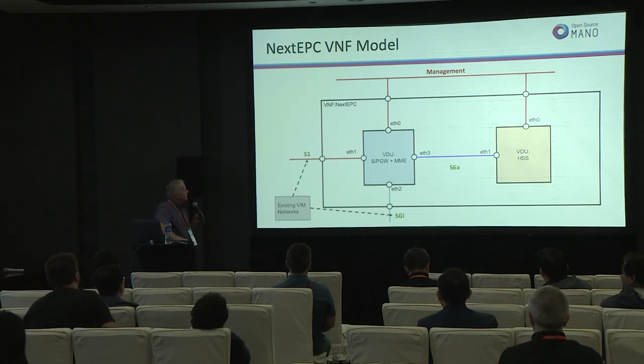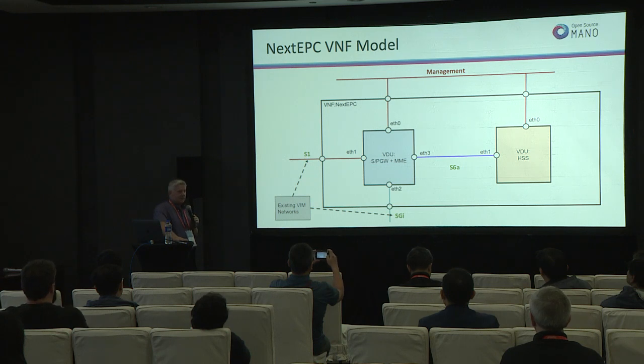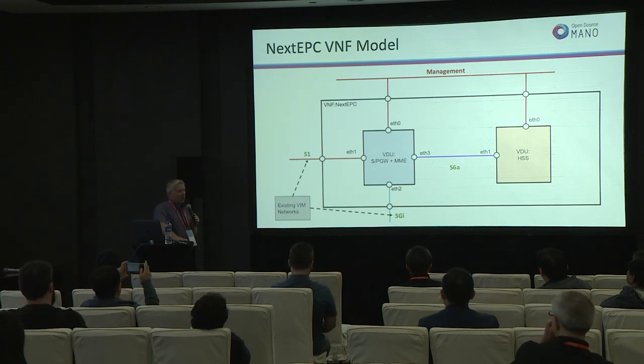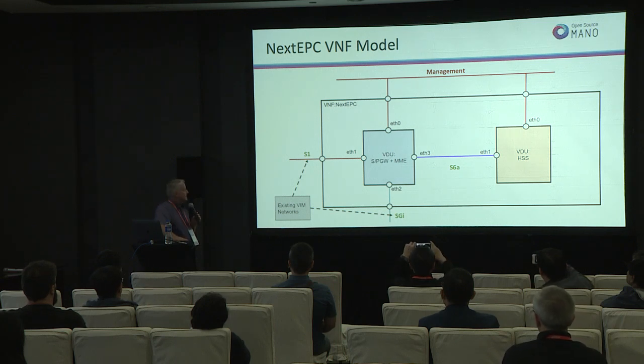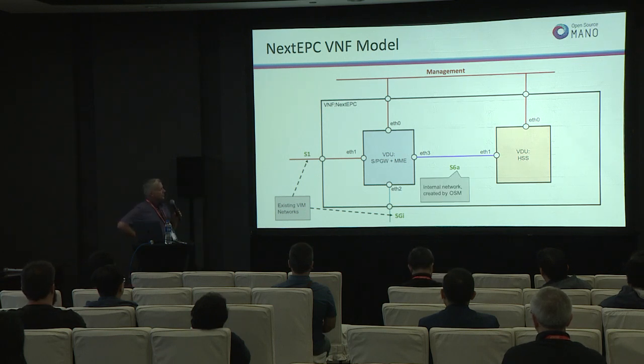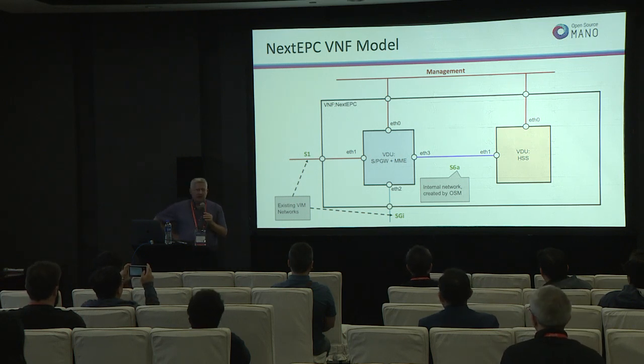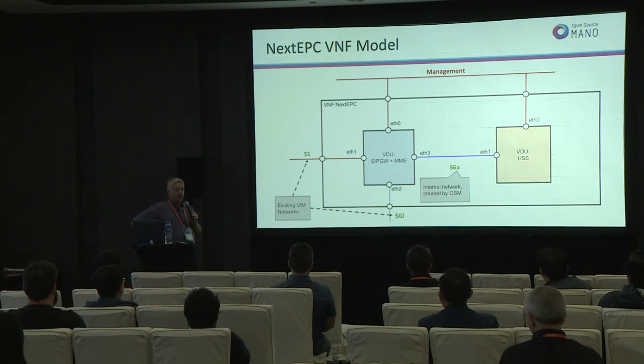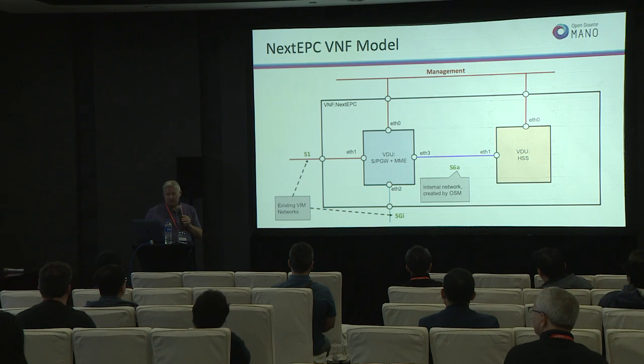So in my demo, the S1 gateway network and SGI network already exist. So I'm pretending I'm going into an existing carrier and that they've already got a cellular data network set up. So these already exist. What doesn't exist is this little interface between the SP gateway MME and the HSS. And that doesn't need to exist outside of the VNF that I created. It's a private network that exists between the two only. So I'm gonna let OSM create that. And it can be any arbitrary subnet as long as it doesn't collide with something else. And we can go ahead and assign IP addresses as we need to inside of there.